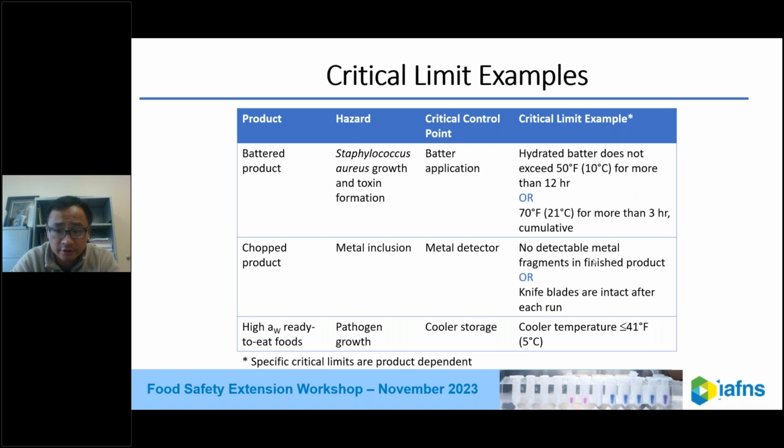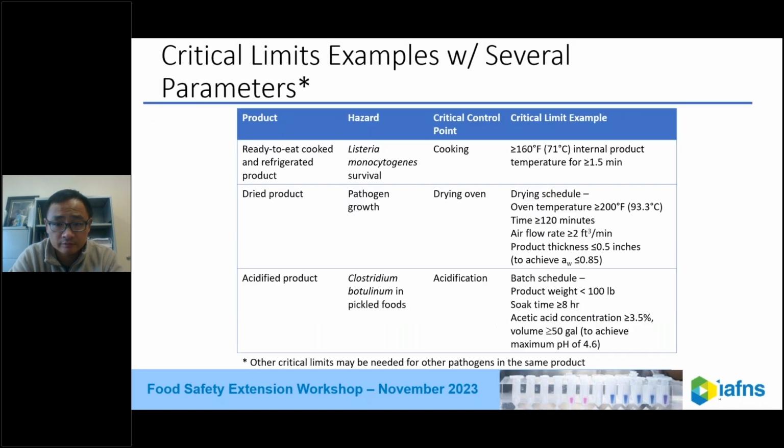Another example, with only one critical limit, is for high water activity ready-to-eat foods. Make sure the core is less than 41 degrees Fahrenheit, which is 5 degrees Celsius. Next one, for ready-to-eat meat products, Listeria monocytogenes, cooking is the critical control point. Make sure the internal temperature is 160 degrees Fahrenheit and the holding time is 1.5 minutes.